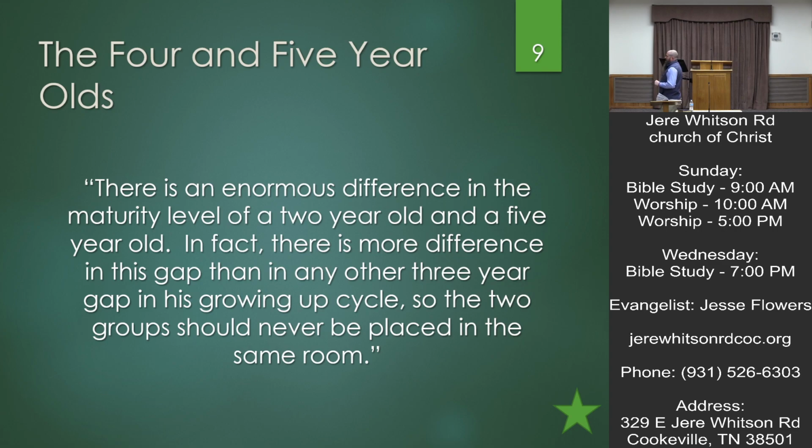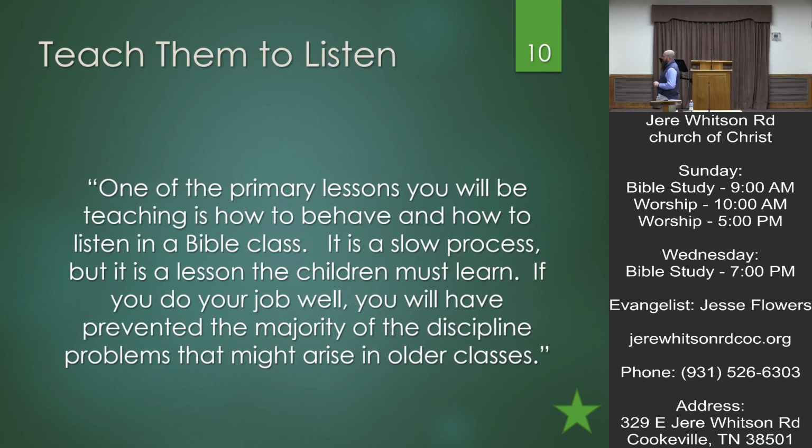So with the 4 and 5-year-olds, it says there's an enormous difference in the maturity level of a 2-year-old and a 5-year-old. In fact, there is more difference in this gap than in any other 3-year gap in his growing up cycle. So the two groups should never be placed in the same room. And I think that we're very blessed to have so many different Bible classes in different age groups, but it is something to remember if some of you move on to a different congregation. Just recognize that you don't need a 2-year-old and a 5-year-old in the same Bible class, because that would be very, very difficult.